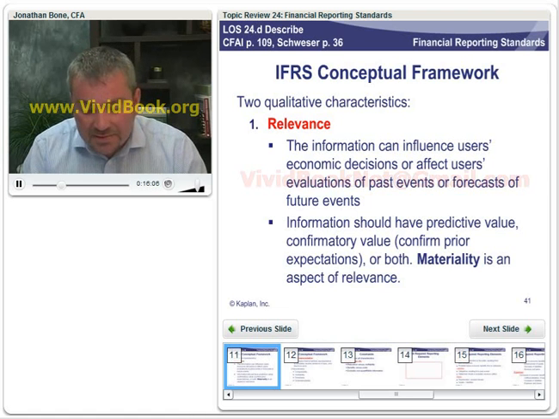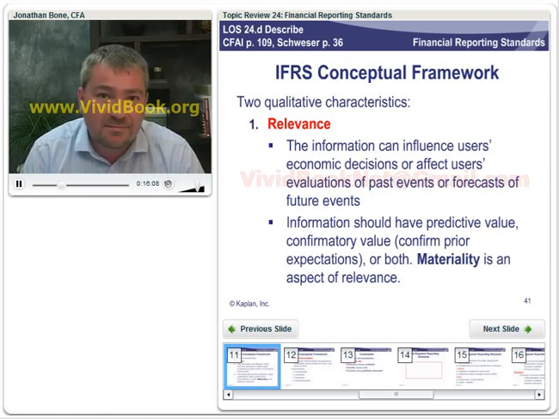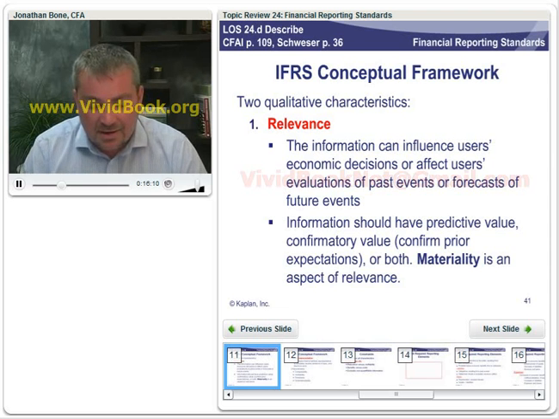So that means we can turn our attention to the qualitative characteristics. Now, under IFRS, we have two qualitative characteristics.